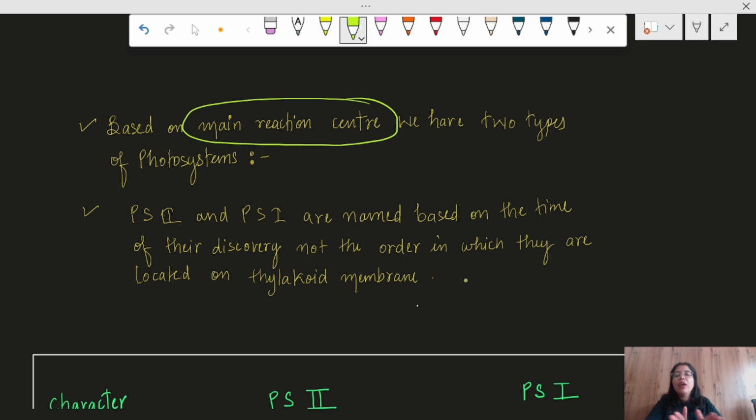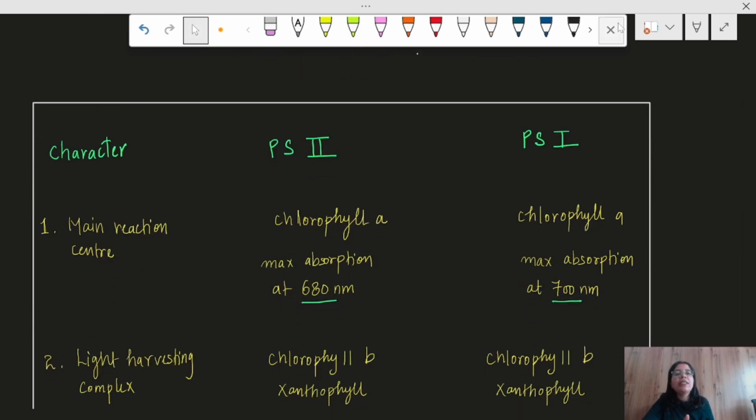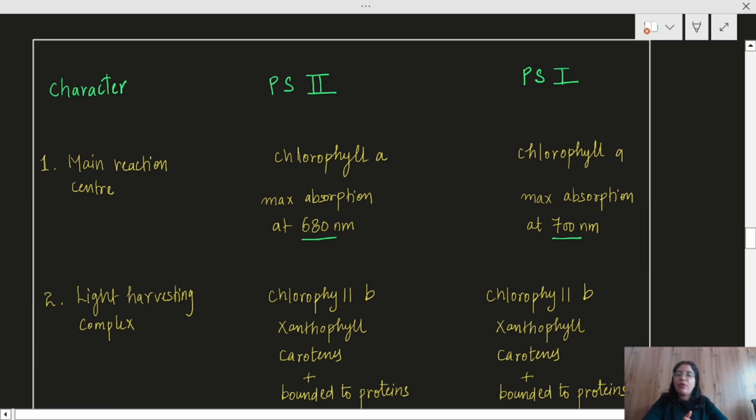So please remember, the first discovered photosystem was photosystem 1. That's why it was named PS1 or photosystem 1. Then later we understood that one more photosystem is there, so we named it photosystem 2. But on the thylakoid membrane, what is located first? It is photosystem 2, then we have photosystem 1, right? So this PS2, PS1 is the name given based on the discovery time, not based on where they are located. Now you have these characters and these are the photosystems which you have to remember.